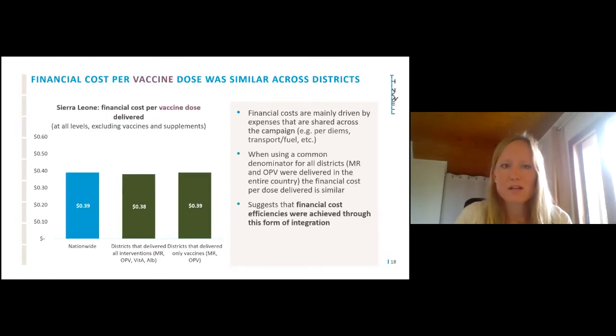And so if we look at the same data again, but using the same denominator, so we can better compare the financial cost differences across the 2 regions. So here we show the cost per vaccine dose delivered in both areas, which shows that then the cost per dose is almost similar in both areas. So this implies that financial cost efficiencies can indeed be achieved through the form of integration that took place in Sierra Leone.